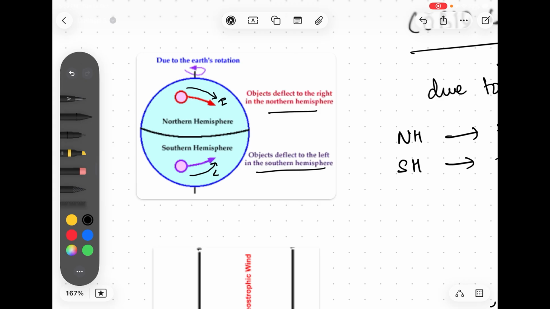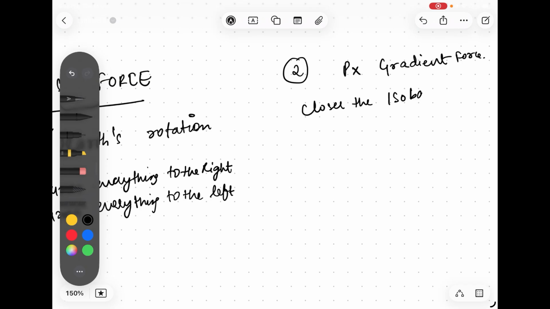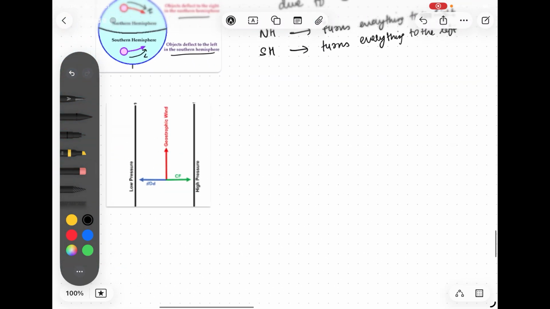Okay, now let's talk about the pressure gradient force that we just did before. Okay, so the second force that is important to understand for understanding geostrophic winds is the pressure gradient force. We just understood that it is determined by the closeness of isobars. So the closer the isobars, basically the difference in pressure is more, the higher will be the pressure gradient force. Okay, you understood this? Great. Now these two forces help us determine the geostrophic winds.